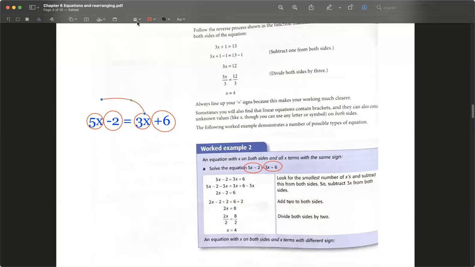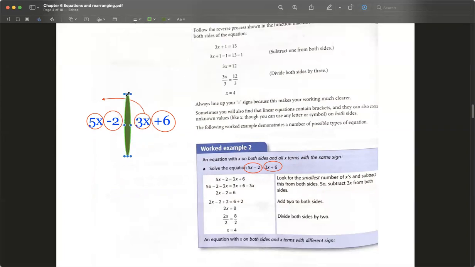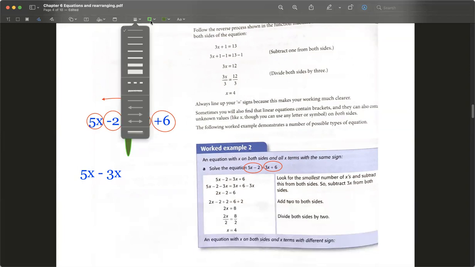Every time I teach this chapter, I always want you to imagine that there is something like a portal. This equal sign is like a portal. When a number passes through this portal, it will change its nature. If it is positive, then it becomes negative. If it's negative, then it becomes positive. So when this 3x comes over here, it will be 5x minus 3x, because positive is changed to negative. Same goes for the other one.